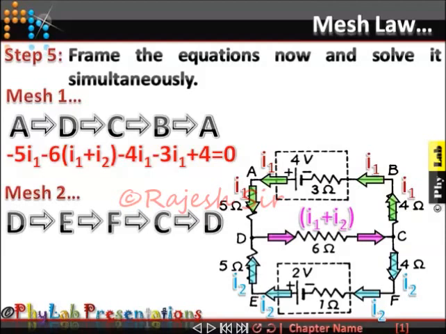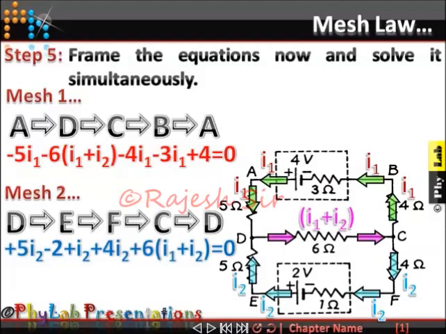Again, then I encounter a resistance opposite to the direction of flow of current. So it's going to be positive, plus 1 into I2. Again from F to C, again going against the direction of current, it will be plus 4I2. Again moving from C to D, I'm again going opposite to the direction of flow of current. It is going to be plus 6(I1 plus I2). So that gives us the equation along with the sign. See whether you have got it correct or not.